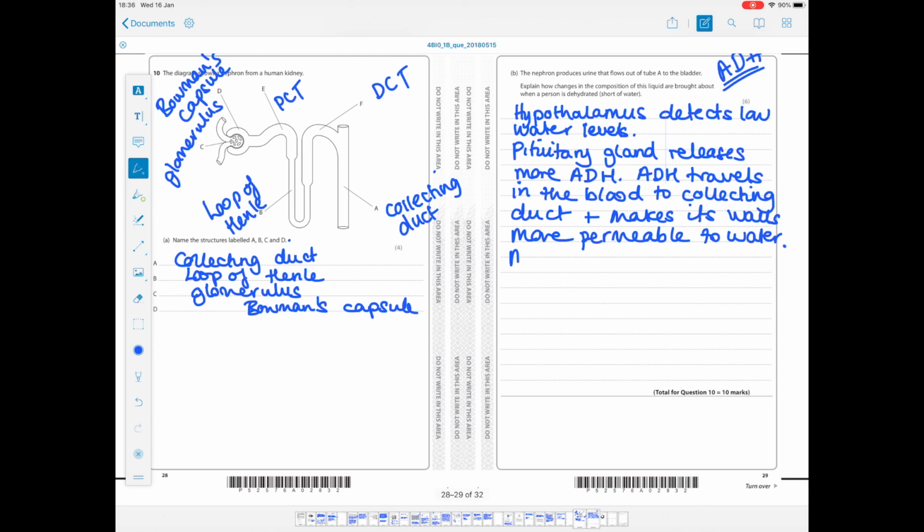And as such, more water is reabsorbed back into the blood, meaning that the resulting urine is concentrated and low in volume.